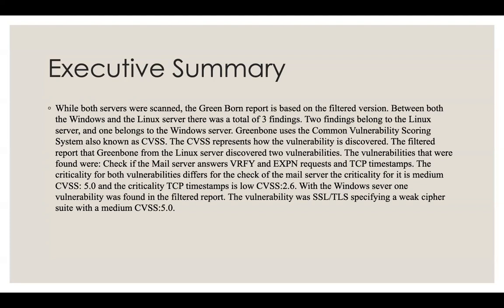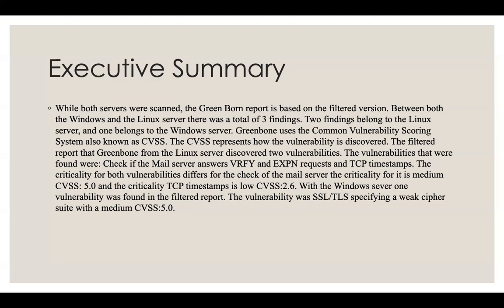So my executive summary: while both servers were scanned, the Greenbone report is based on the filtered version. Between both the Windows and the Linux servers, there were a total of 3 findings, 2 belonging to the Linux and 1 belonging to the Windows server. Greenbone uses CVSS, and the CVSS represents the severity of the vulnerability that is discovered. With the report we evaluated in this paper, we used a filtered report instead of the whole report.